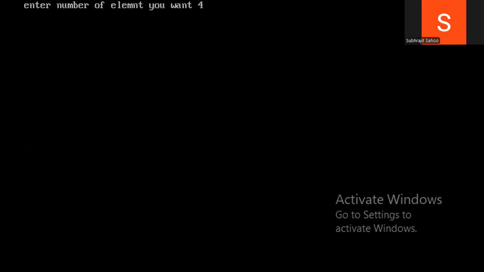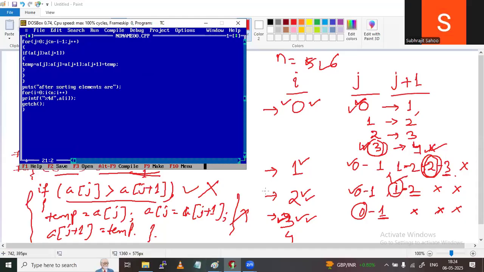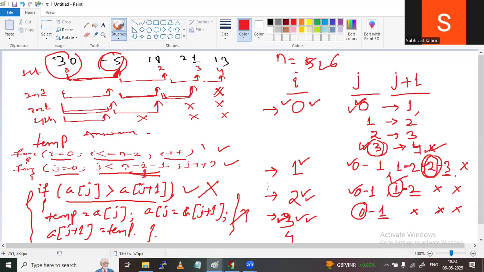Now Control F9. This time 4 elements. Now I'm giving 9, 8, 7, 6. This is in descending order, big to small. But I have written the program to make it ascending order, small to big. Observe, converting or not? 6, 7, 8, 9. It is working happily. So this is the concept of what? Bubble sort. This is the logic, and the same logic I implemented there.